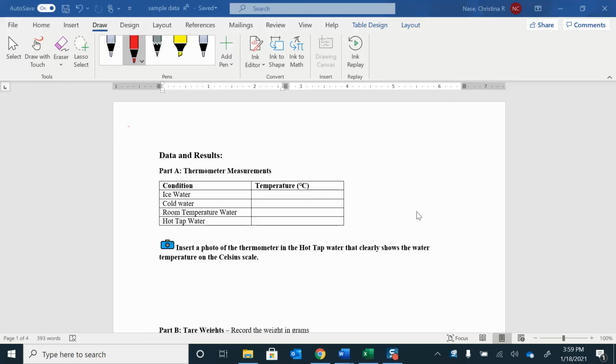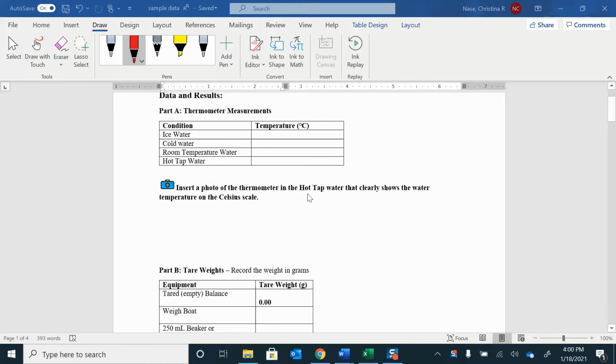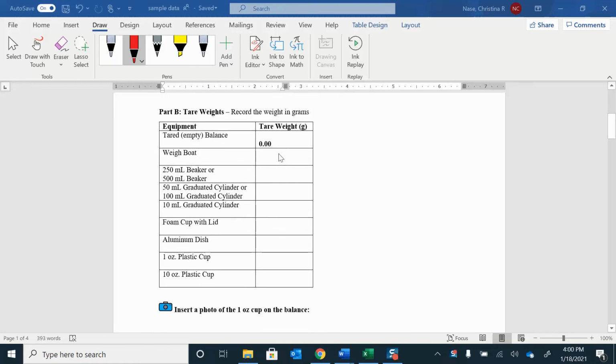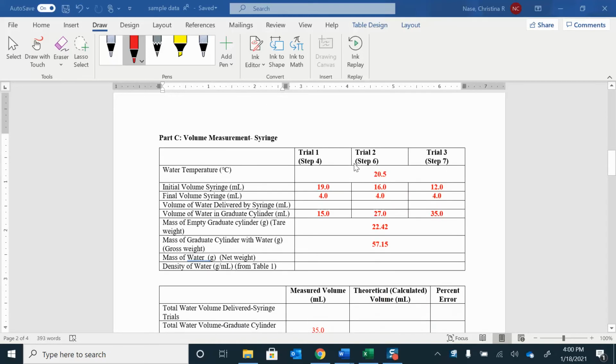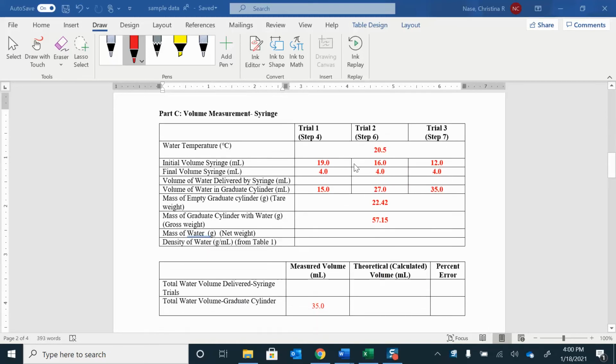I'll walk you through some of the calculations for the measurement and uncertainty lab. Parts A and B, you're just collecting your data. You don't really have to analyze anything. In part A, you're going to have these different water baths, and you're going to measure the temperature for that. And in part B, you're just going to weigh out all the different things in your lab kit and get used to using your balance. But in part C, you're going to start playing with the syringe, and you're going to have to measure some volumes, and there's some calculations involved here. So I thought I'd walk you through some of these.